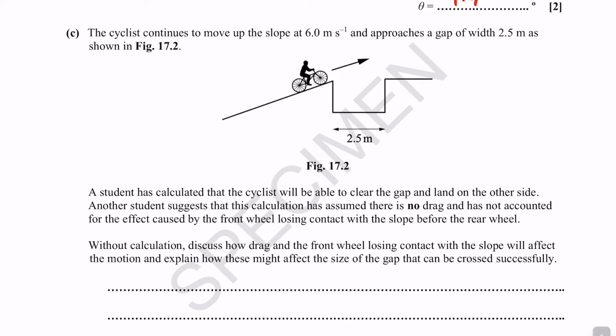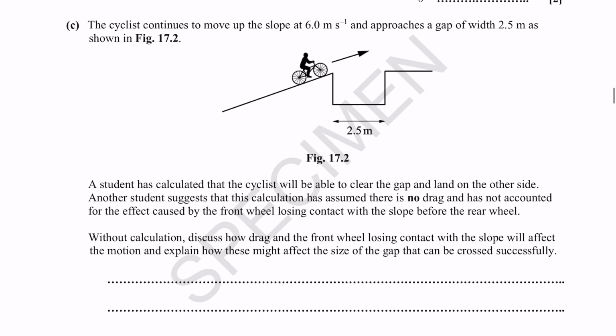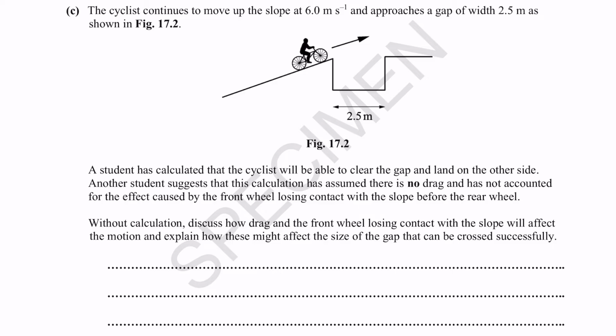The cyclist continues to move up the slope at 6 meters per second and approaches a gap of width 2.5 meters. A student has calculated that the cyclist will be able to clear the gap and land on the other side, whereas another student suggests that this calculation has assumed that there is no drag and has not accounted for the effect caused by the front wheel losing contact with the slope before the rear wheel. Without any calculation, we need to discuss how drag and the front wheel losing contact with the slope will affect the motion, and explain how these might affect the size of the gap that could be crossed successfully.